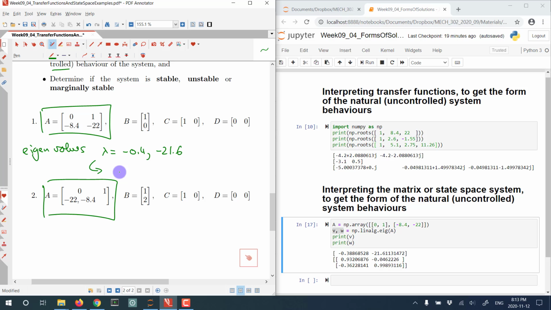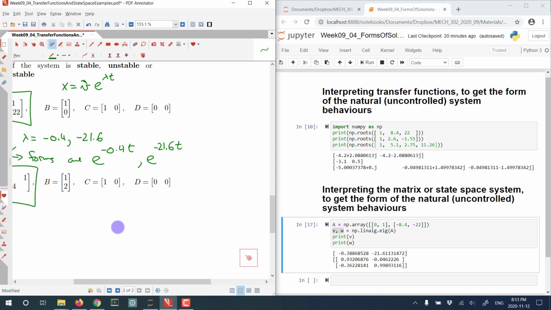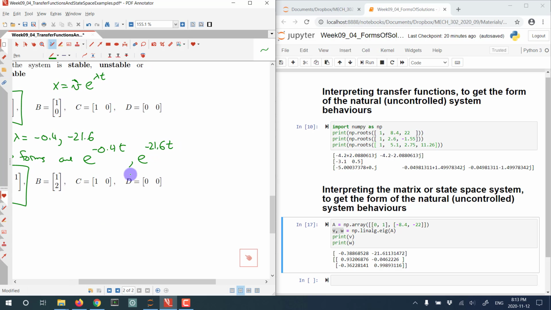So right away, the mathematical forms are here. The assumption is that our solution x equals some vector e to the lambda t. Once we have our lambda, we build out the solution like this: 0 to the e to the negative 0.4 t, or e to the negative 21.6 t. That's it. And then this one, this is definitely stable.